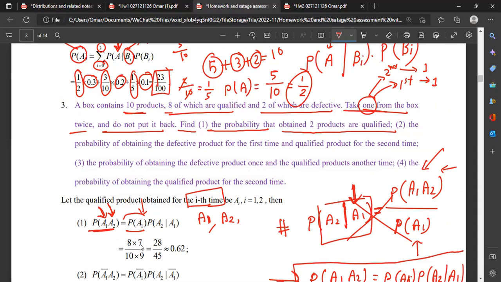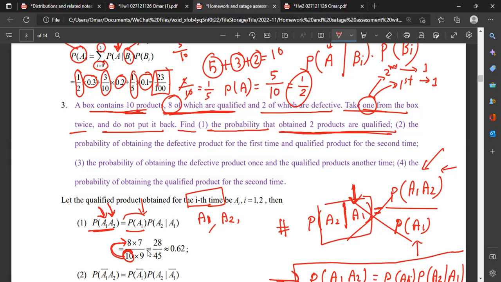You can just look at the numbers here and put in the values. We have a total of 10 products, and 8 of which are qualified. A box contains 10 products and 8 of which are qualified. So the first time we have 10 products and 8 of them are qualified.